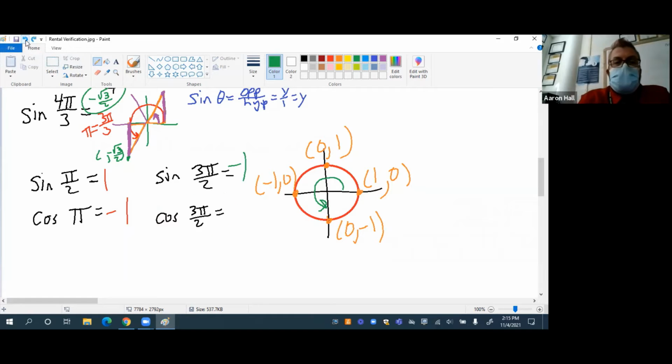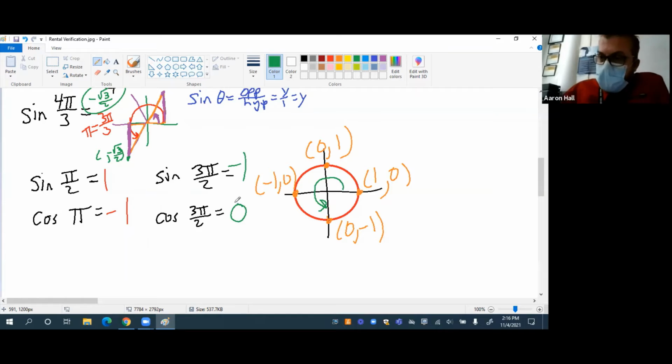Yeah, it's 0. Cosine is my x value, and my x value after rotating 3 pi halves is 0. So that would give me 0. Half of your test for your AP test is without a calculator. You do need to know this.